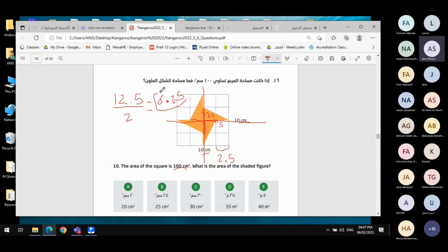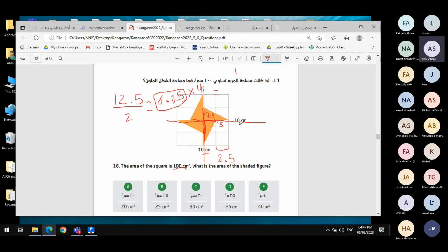Now, we found that the area of each triangle is 6.25. How many triangles do I have? I have 4. So directly we are going to multiply the 6.25 with 4. And this one is also easy for mental math. 0.25 times 4 is what? 25. One. Answer is 1.